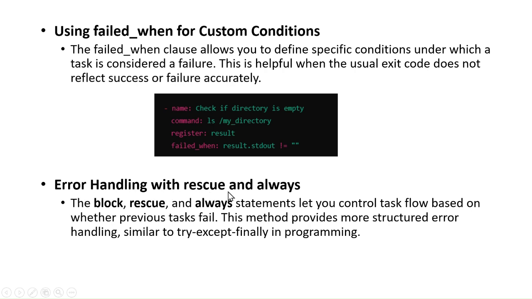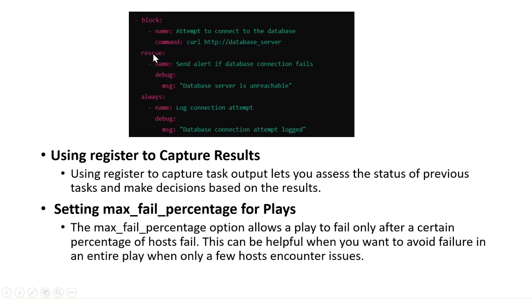Another one is error handling with rescue and always. The block, rescue and always statements let you control task flow based on whether a previous task fails. This method provides more structured error handling, similar to try, except, finally. In programming languages we used to have a try catch block, right? Here inside the block we write the task: attempt to connect to the database, followed by the command. We are trying to establish the connection to the database, right? It will check if any error got executed. Rescue will catch that error and send an alert, database connection failed. It is sending a message that the database server is unreachable. That is, we are going to get an error, right?